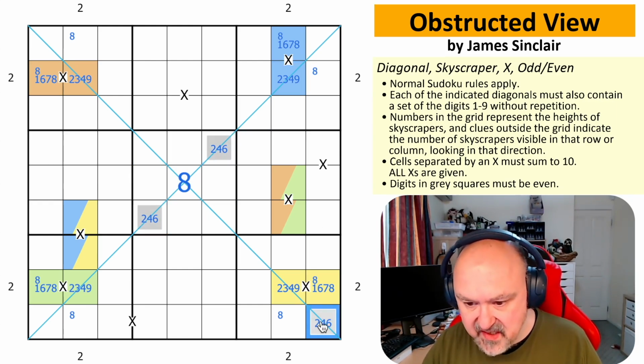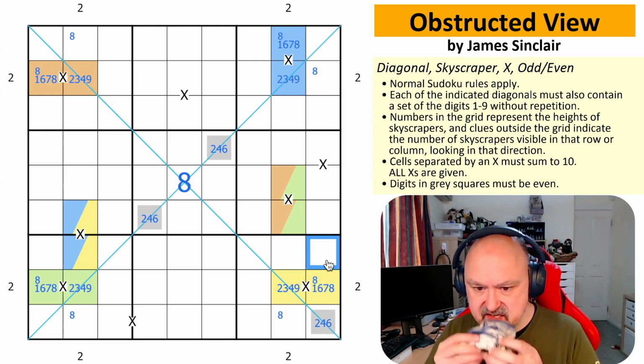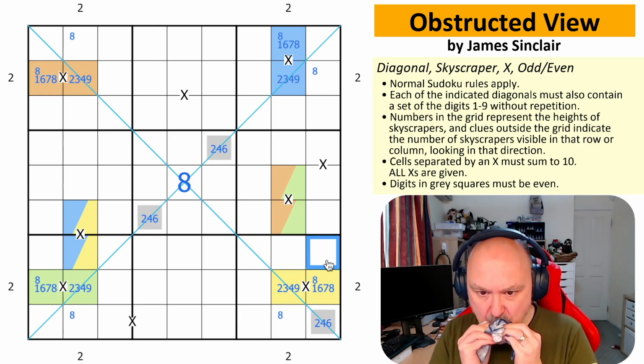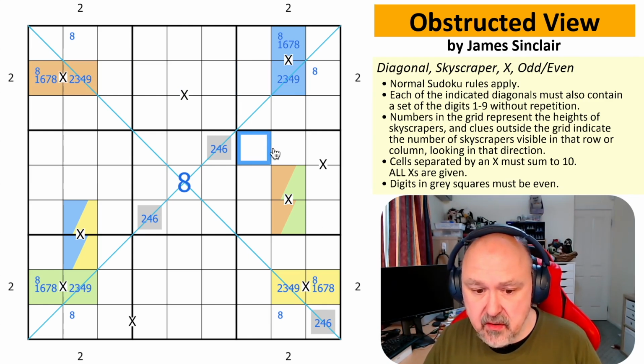And that's not 8 either because it's on the diagonal. That is nuts. I've never seen this 2-2 trick before with skyscrapers. Or if I have, I don't remember it.